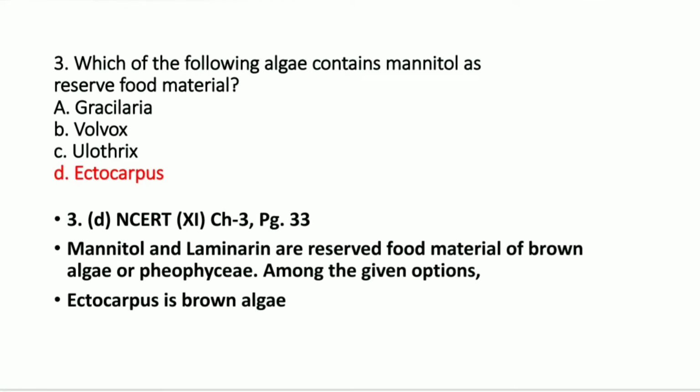3. Which of the following algae contain mannitol as reserve food material? So answer is D. Ectocarpus. So this mannitol and laminarine are reserve food material of brown algae which is also known as phaeophyceae. So answer is Ectocarpus because it is a brown algae. You can comment in the box what is the reserve food material of plant and animal.